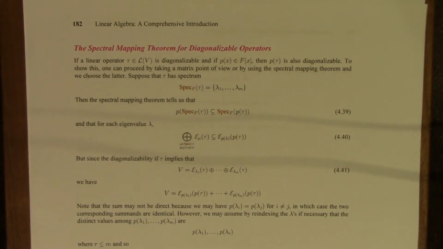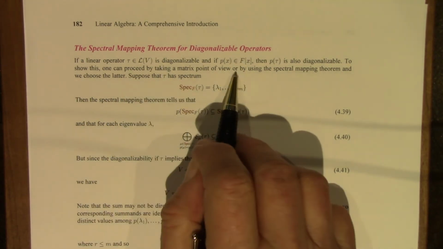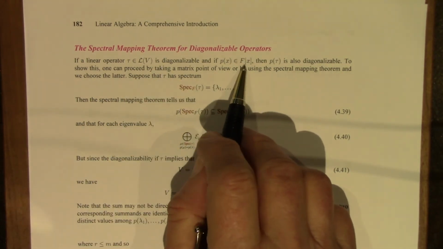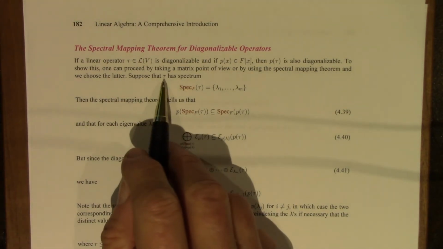If a linear operator tau is diagonalizable, and if p of x is a polynomial over the base field F, then the operator p of tau is also diagonalizable. To see this, one can proceed by taking a matrix point of view. It's not too difficult. Or by using the spectral mapping theorem, which I think in some ways is easier. It shows you more clearly what's going on with the eigenvectors. So that's the approach we will take.